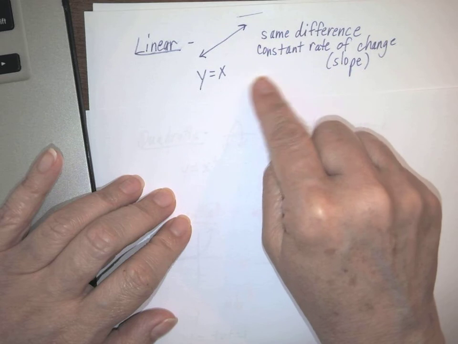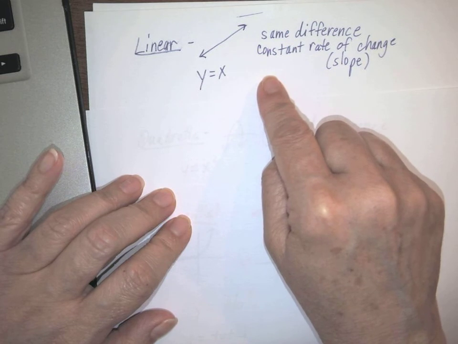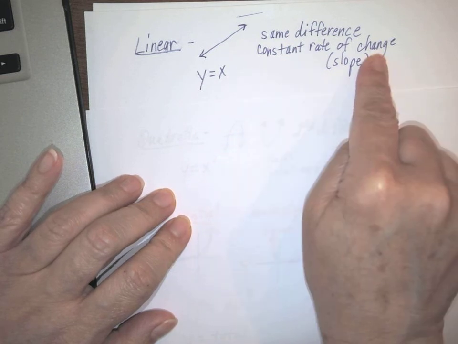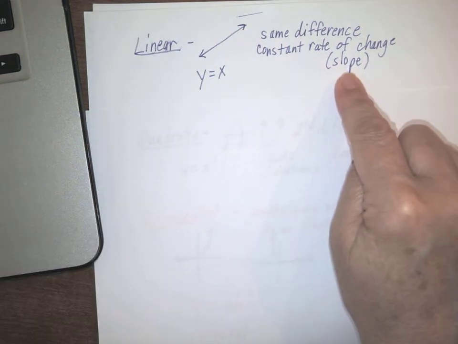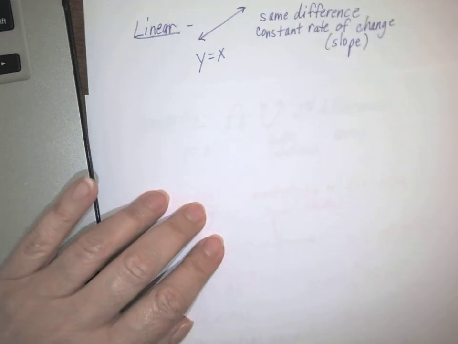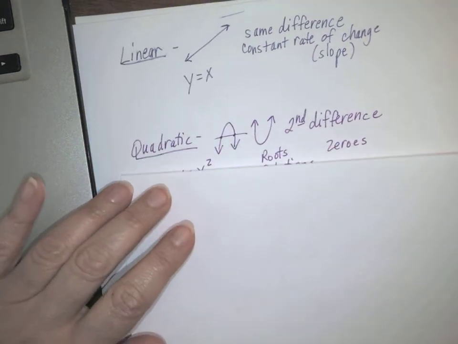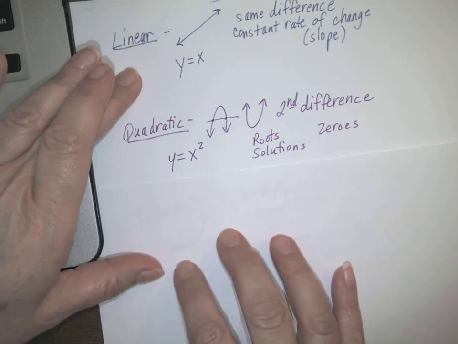That means that you're adding or subtracting the same amount every time, which results in a constant rate of change, which is what makes your straight line. We call that constant rate of change a slope. Then we've spent most of the spring on quadratic functions.